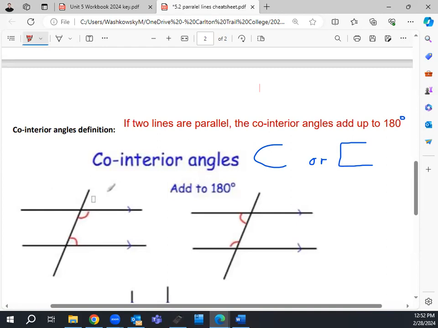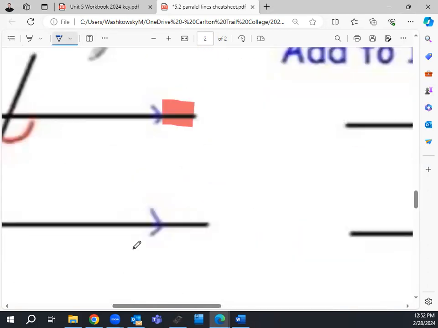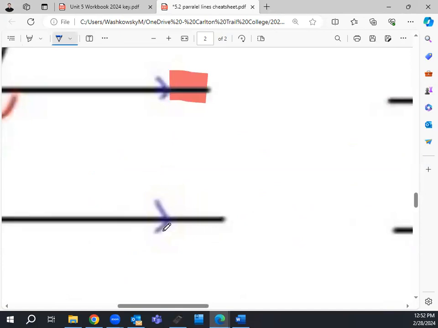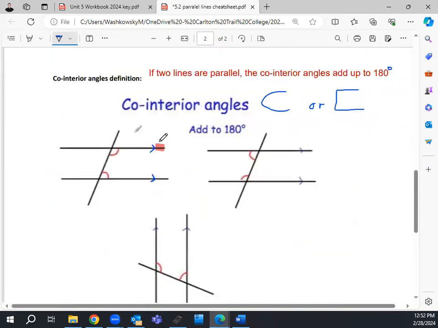So if I'm looking at this one here, I can see that I have found these lines are parallel. I'm just going to zoom in for a second. I know these lines are parallel because we have these little blue markers. That tells me those lines are the same. They are parallel lines. They'll never touch. Doesn't matter how far they extend, they will never touch.